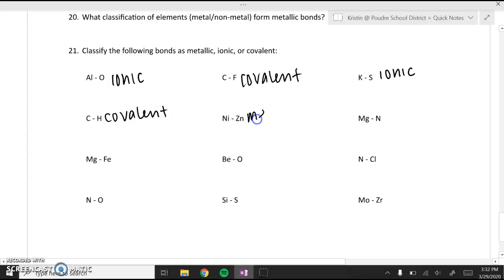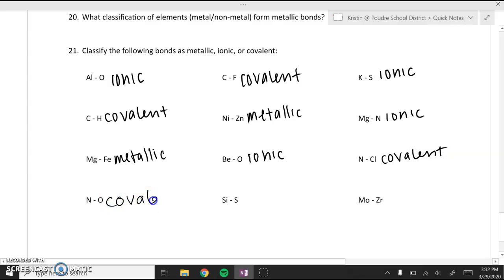2 metals is metallic. Metal and a nonmetal is ionic. Metal and a metal is metallic. Metal, nonmetal, ionic. Nonmetal, nonmetal, covalent. Nonmetal, nonmetal is also covalent. That's nonmetal, nonmetal, that's going to be covalent. And then molybdenum and zirconium, those are both metals, so that's metallic.